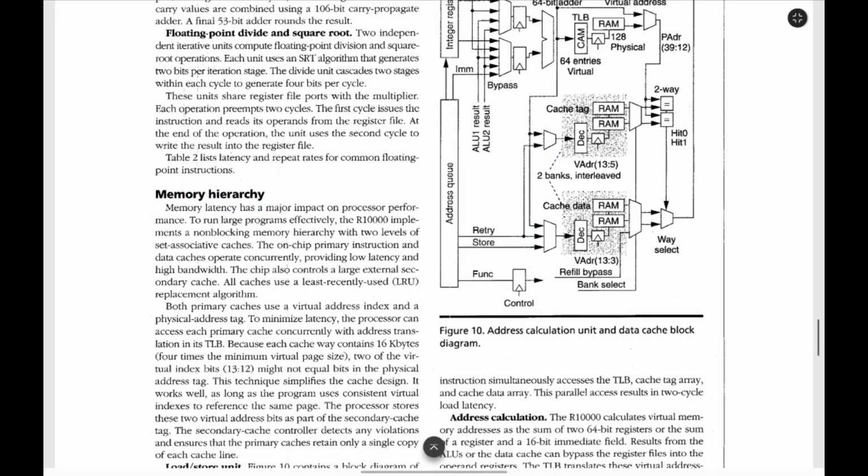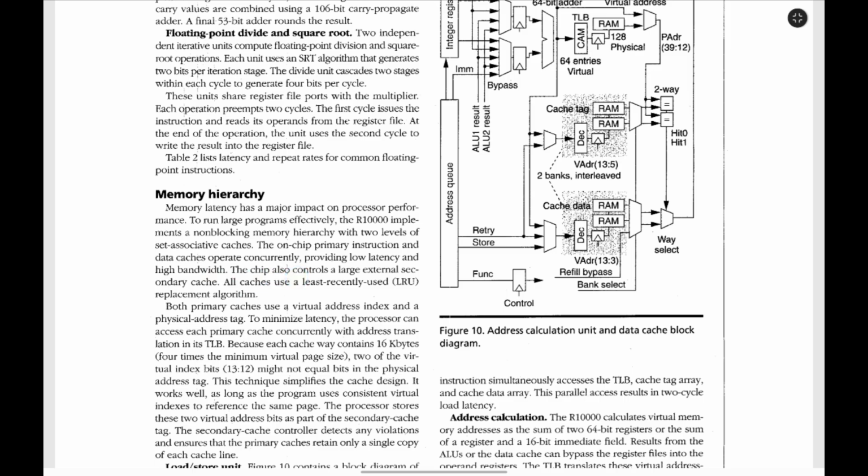Memory hierarchy. Memory latency has a major impact on processor performance. To run large programs effectively, the R10000 implements a non-blocking memory hierarchy with 2 levels of set associative caches. The on-chip primary instruction and data caches operate concurrently, providing low latency and high bandwidth. The chip also controls a large external secondary cache.